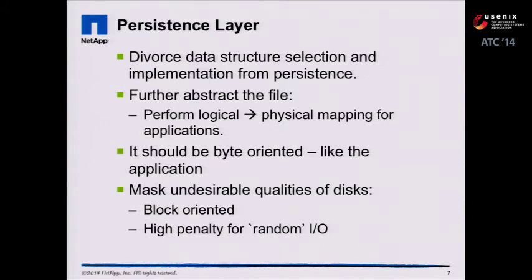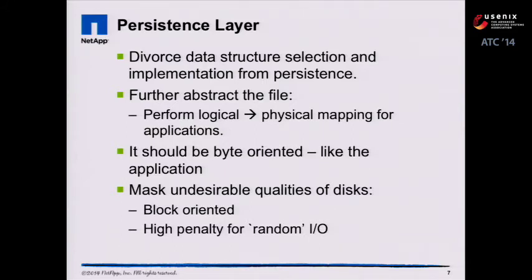So I would argue that the file needs to be further abstracted, and that applications shouldn't see the FBN namespace of a file, and some persistence layer should hide all of that for them and automatically just take their updates from memory and persist it in a convenient way, so you can use the stuff that you want to use. It should be byte-oriented, and of course, it needs to mask the undesirable artifacts of mechanical disks, right?